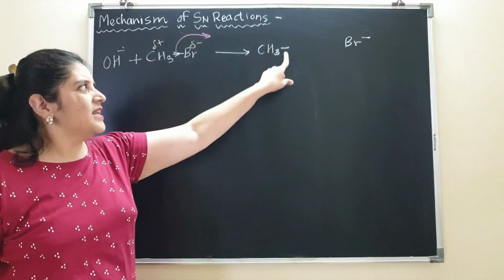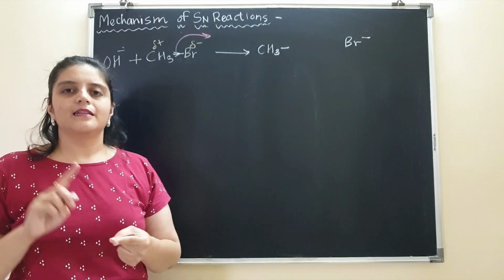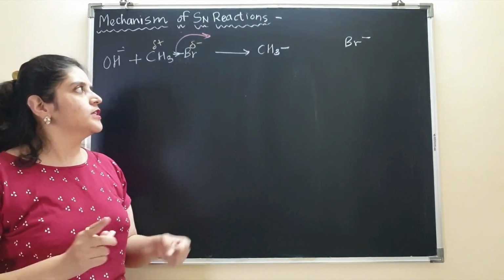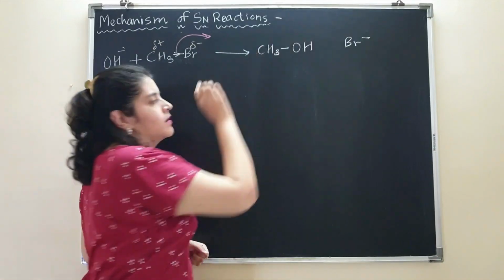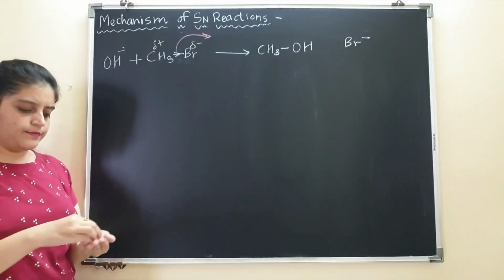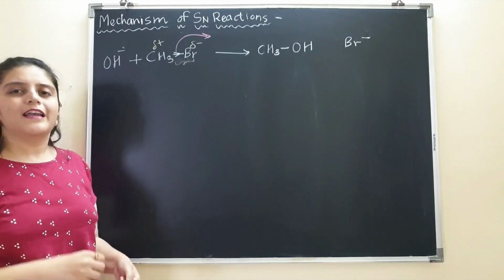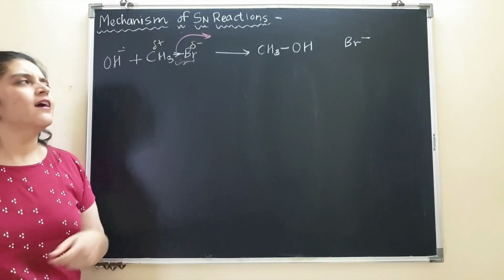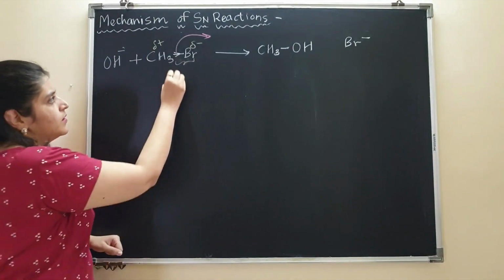So from CH3Br, bromine will leave and OH minus, that is the nucleophile, will take the position of the halogen. So in this case, this bromine group, or any group that is leaving along with the electron pair, is called a leaving group.